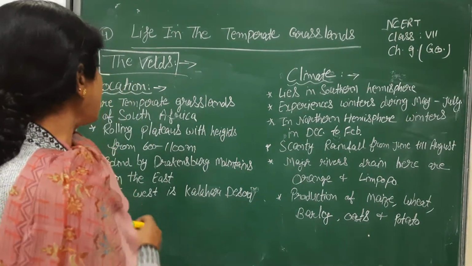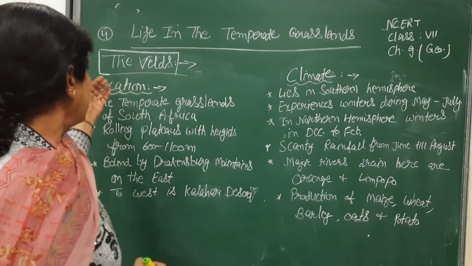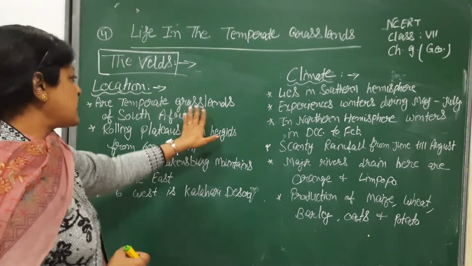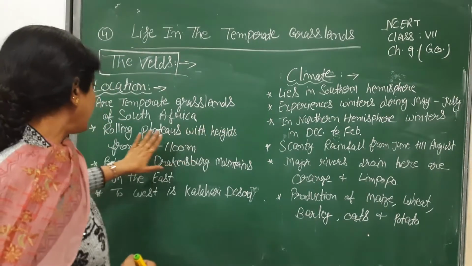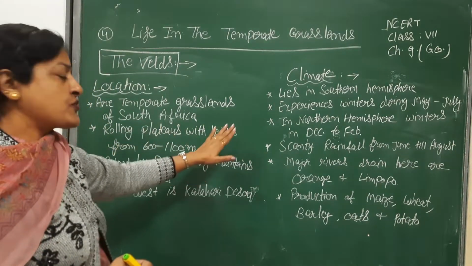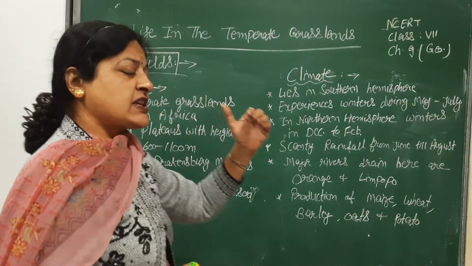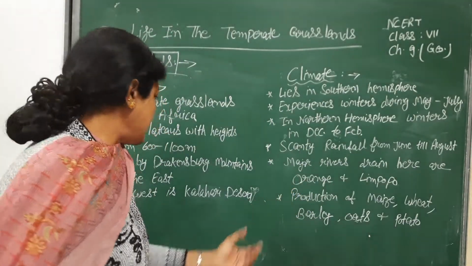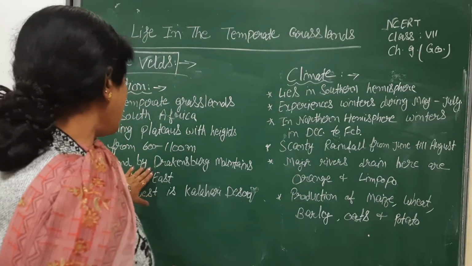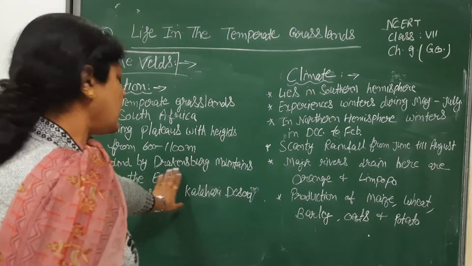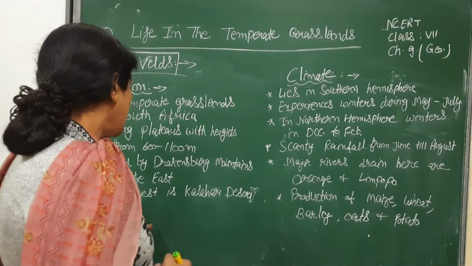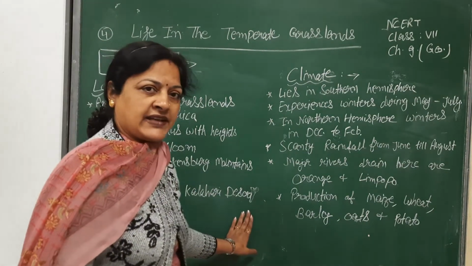As we are talking about two types of major grasslands, the pampas and the velds, now we will talk about the velds. The location. These are the temperate grasslands of South Africa. These are the rolling plateaus with heights from 600 to 1100 meters. They are bound by Drakensberg mountain on the east side. To the west there is Kalahari desert.